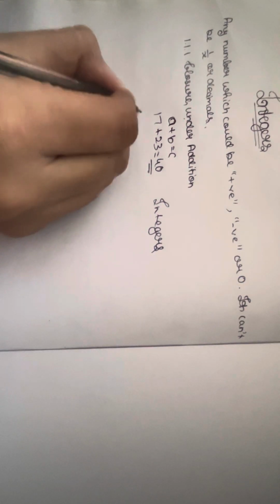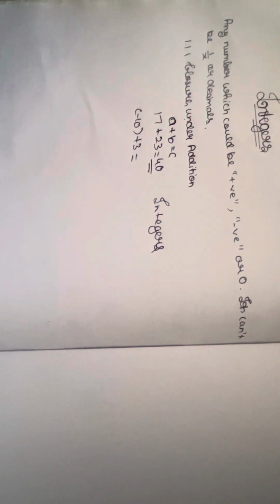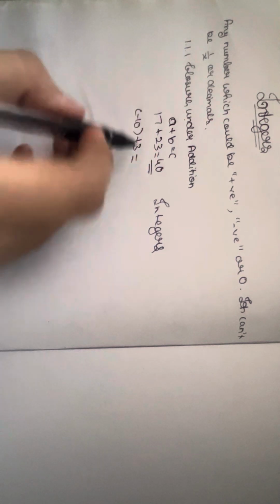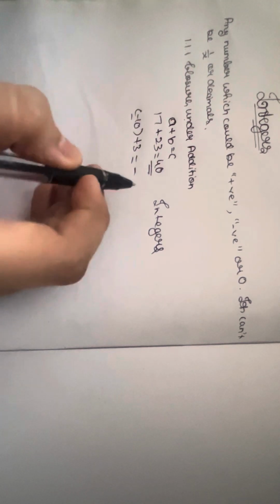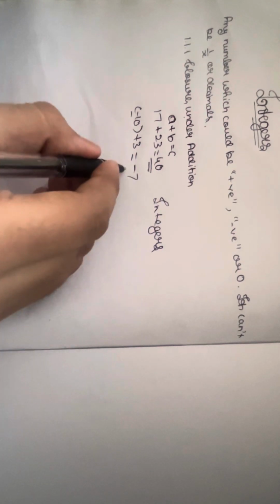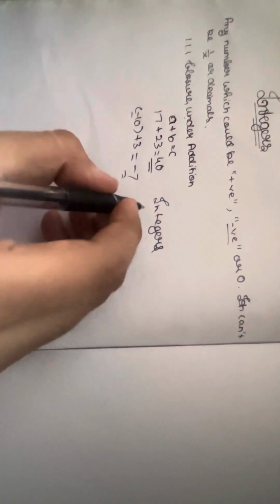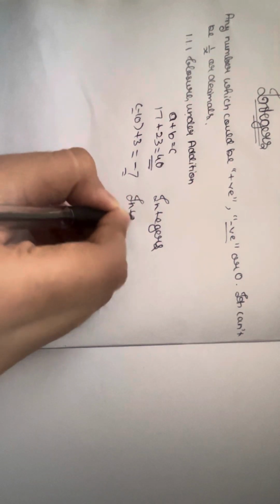While if we are taking any negative number, say minus 10 plus 3, we would take the sign of the greater number, that is minus. 10 minus 3 is 7. So the answer is negative. As stated above, negative numbers are also integers.